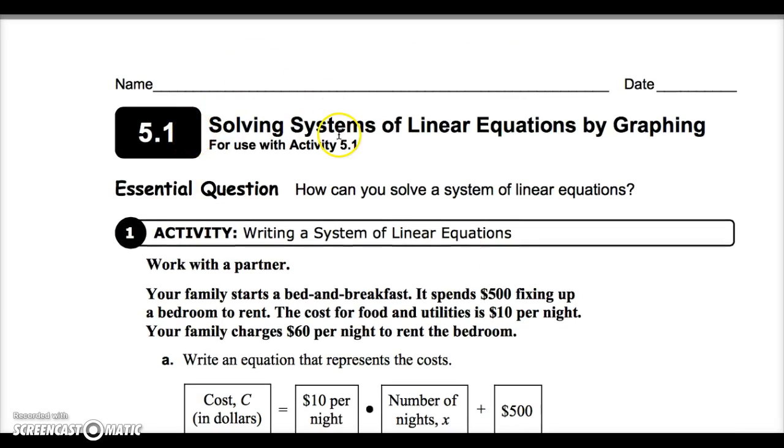So solving systems of linear equations is what this entire chapter is going to be about, and we're going to be looking at different ways to solve them.